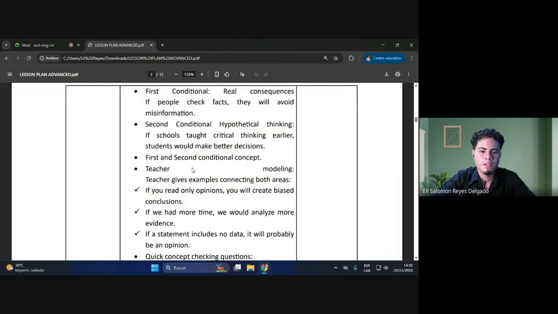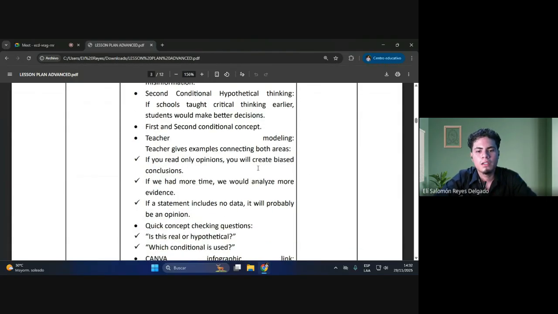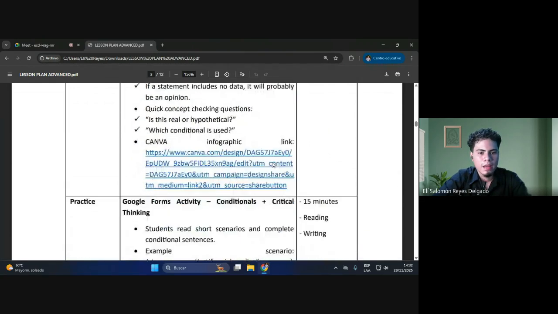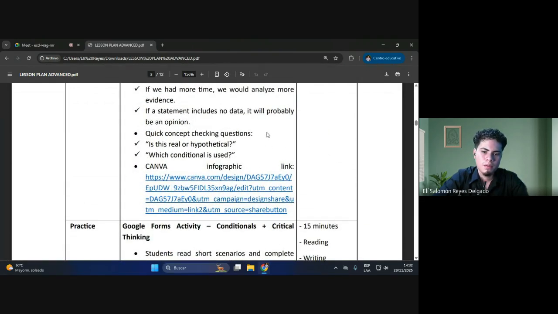The teacher will show the students and explain the first and second conditional concept. The teacher will also model some examples. If you read only opinions, you will create basic conclusions. If we have more time, we will analyze more evidence. If a statement includes no data, it will probably be an opinion. And we're going to check quick concept checking questions.